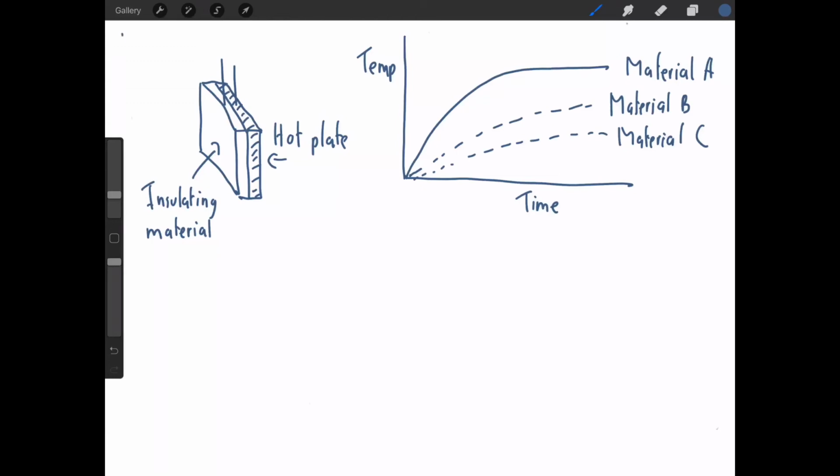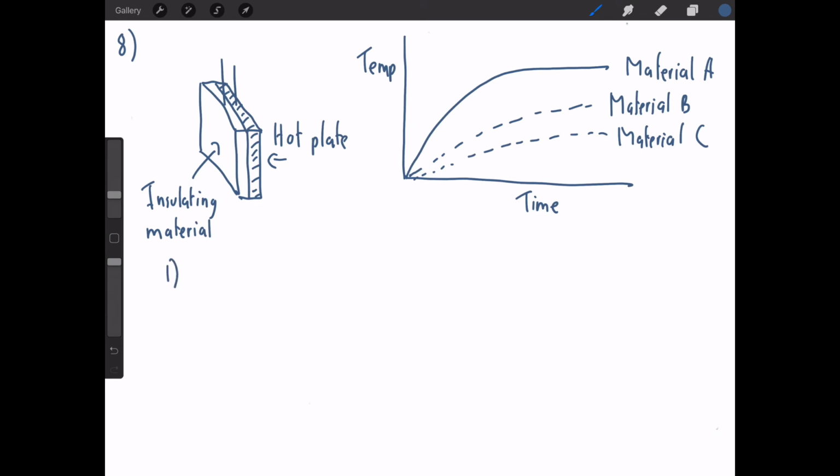Right, nearly there. Question 8. So a student investigated the properties of 3 types of insulation. So they've got some insulating material over here and a hot plate which is kept at a constant temperature. So there must be some sort of power supply to that. That's keeping it at this constant temperature. And we have a graph here of 3 different materials looking at the temperature rise.